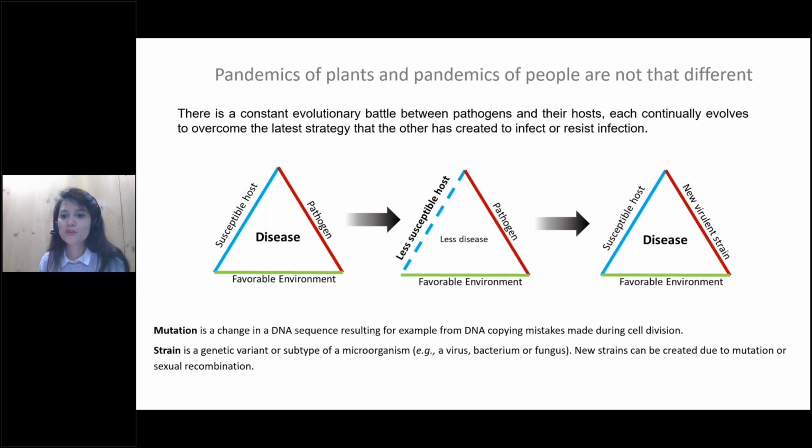For example, both humans and plants are attacked by pathogens. They can be virus, bacteria, or fungi. And in both cases, the disease will occur when the pathogen meets the susceptible host and the favorable environment. This is a concept called the disease triangle, and it is mainly used in plant pathology to predict epidemic outcomes.